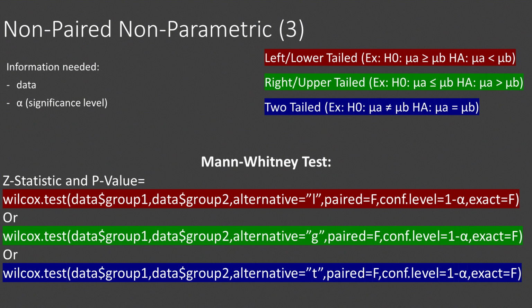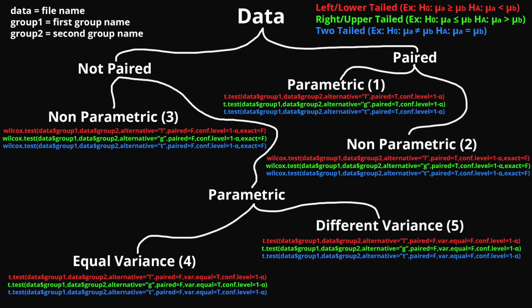Okay, so let's start with question 3, the non-paired, non-parametric question. This is very similar to the paired non-parametric question. The only difference is that instead of paired equals T, or true, you're going to be doing paired equals false. You're still going to be using the Wilcox test, and you still also have to put exact equals F. The only difference is that you're putting F instead of T, because you're doing a non-paired question. So that's pretty simple. But now we're going to go onto the parametric side.